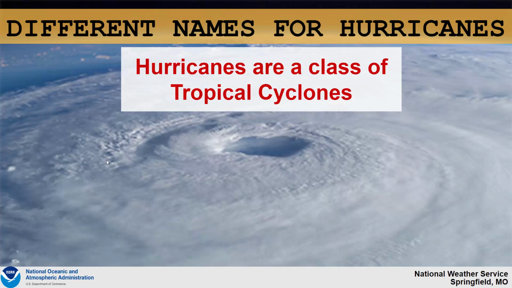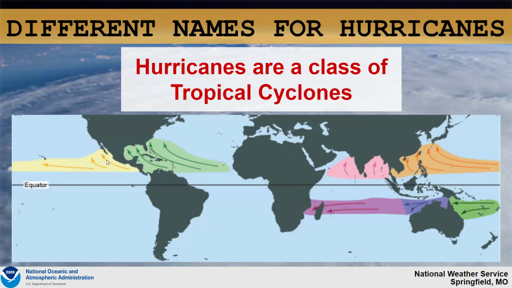Now, remember that hurricanes are a class of tropical cyclones. That's because, well, one, it's called a tropical depression or storm if it's too weak to be a hurricane, but also two, they're called different names depending on where they are from. These are the major areas where tropical cyclones form. This is where the air is most warm and moist and the tropical waters are warmest.